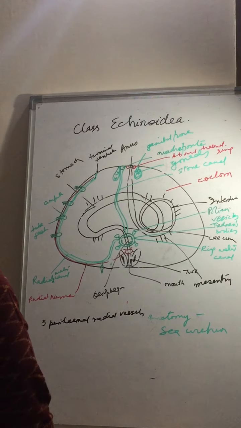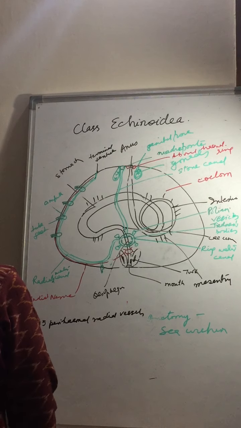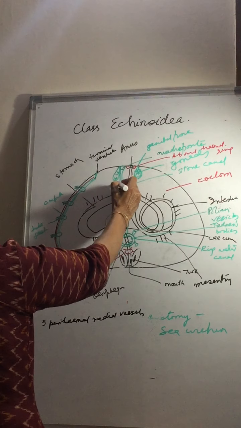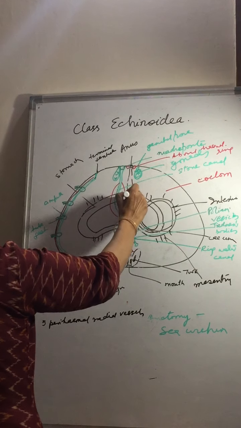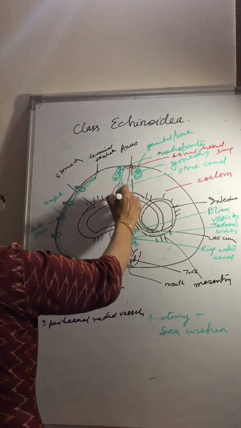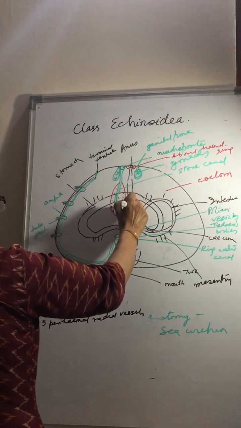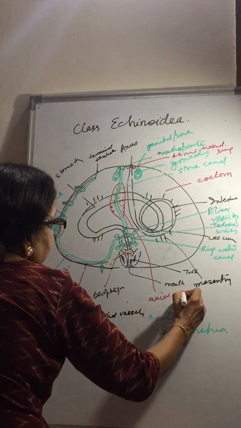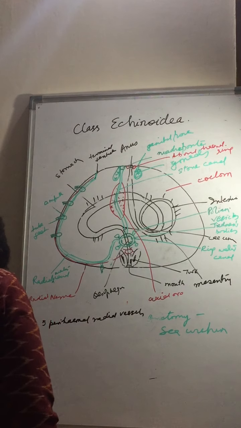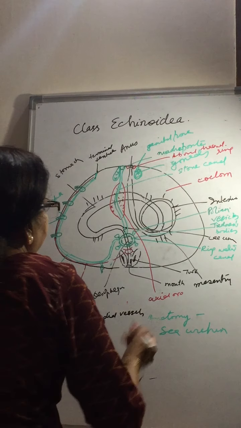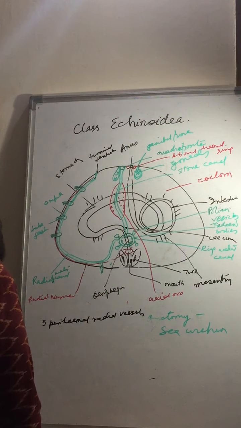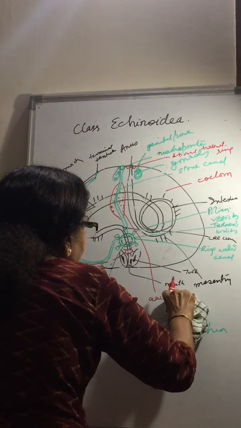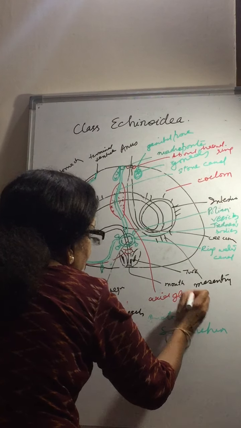And now there is also an axial sinus. Let me make it in red. There is an axial organ here around the madreporoid. This is the axial organ, which we also call the axial gland. This axial gland is present here, which is part of the hemal system.